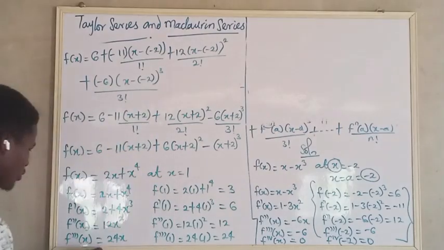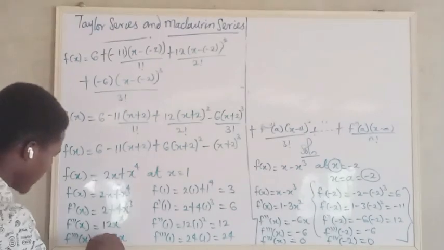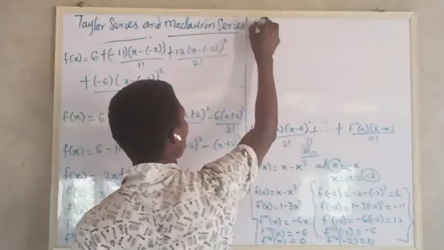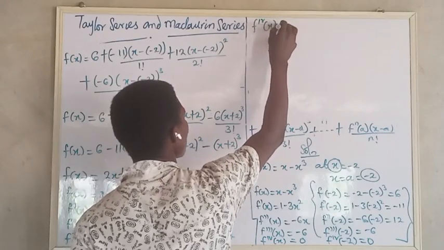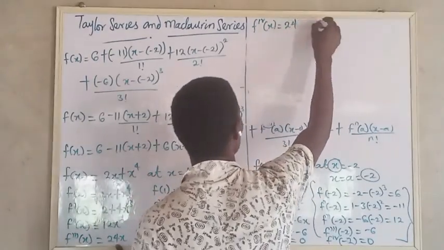So the next thing, we are not looking at differentiation. So I need to differentiate one more time. If I differentiate one more time, I'm going to have f raised power 4 of x, which will give me what? If I differentiate 24x, I will have 24.